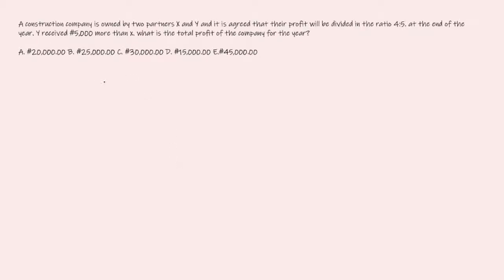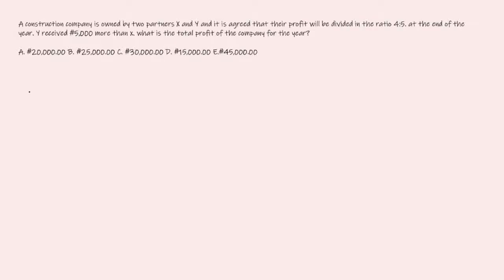Now, the second question says that a construction company is owned by 2 partners, X and Y. It is agreed that their profit will be divided in the ratio 4 to 5. And at the end of the year, Y received 5,000 naira more than X. What is the total profit of the company for the year?